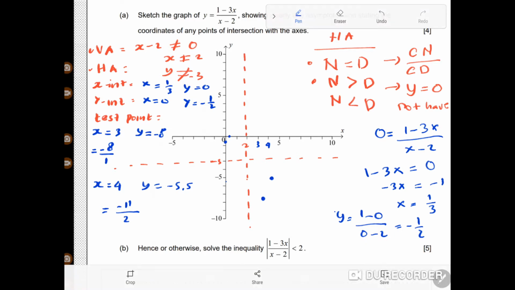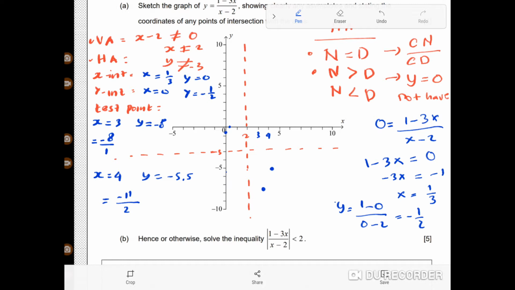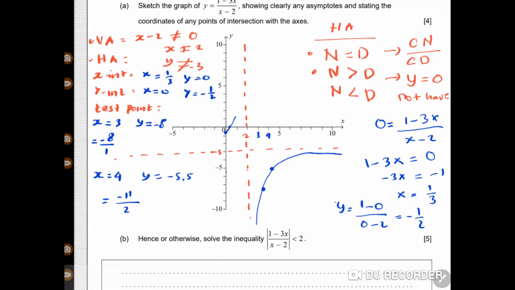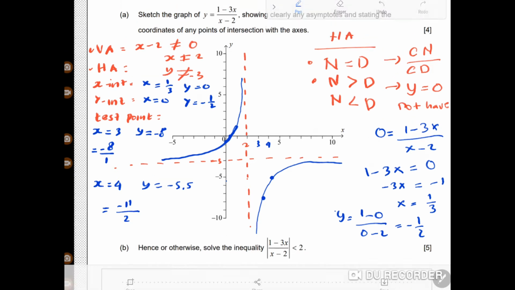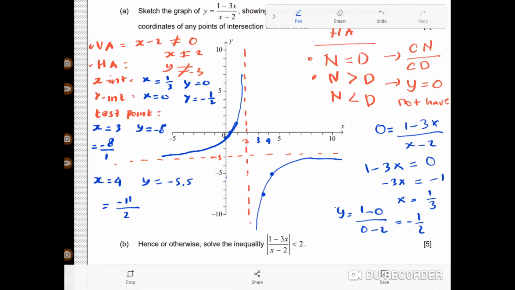Okay, and then the next is you just draw through the points. So this point is like this, and then the other point is like this. Sorry, it is like this, and boom, you got it, right? So this is how you sketch the graph.